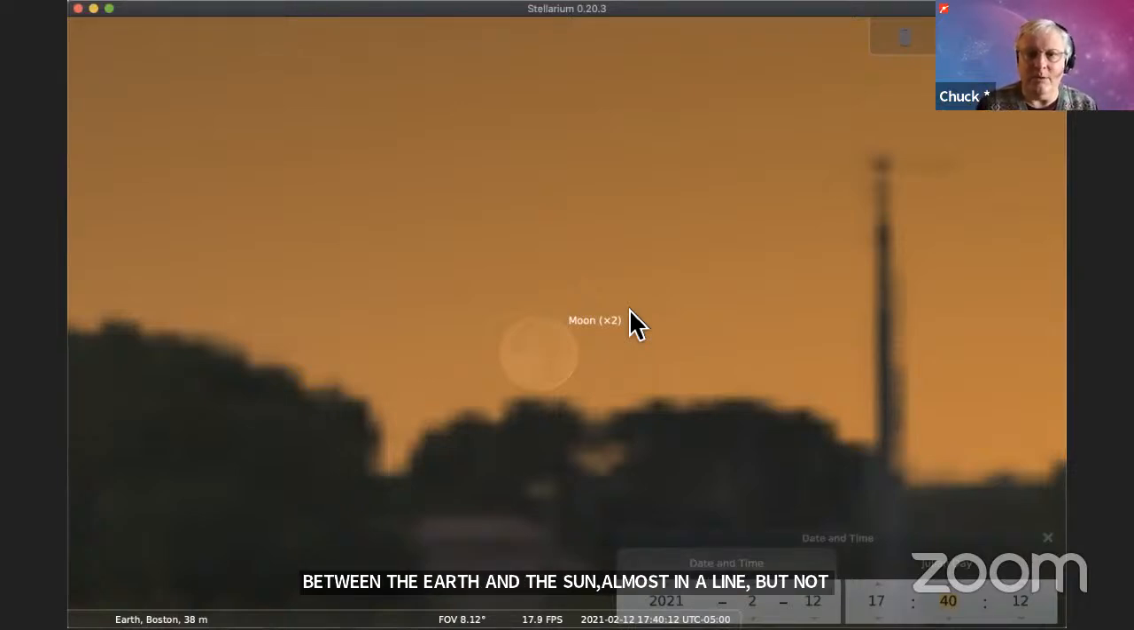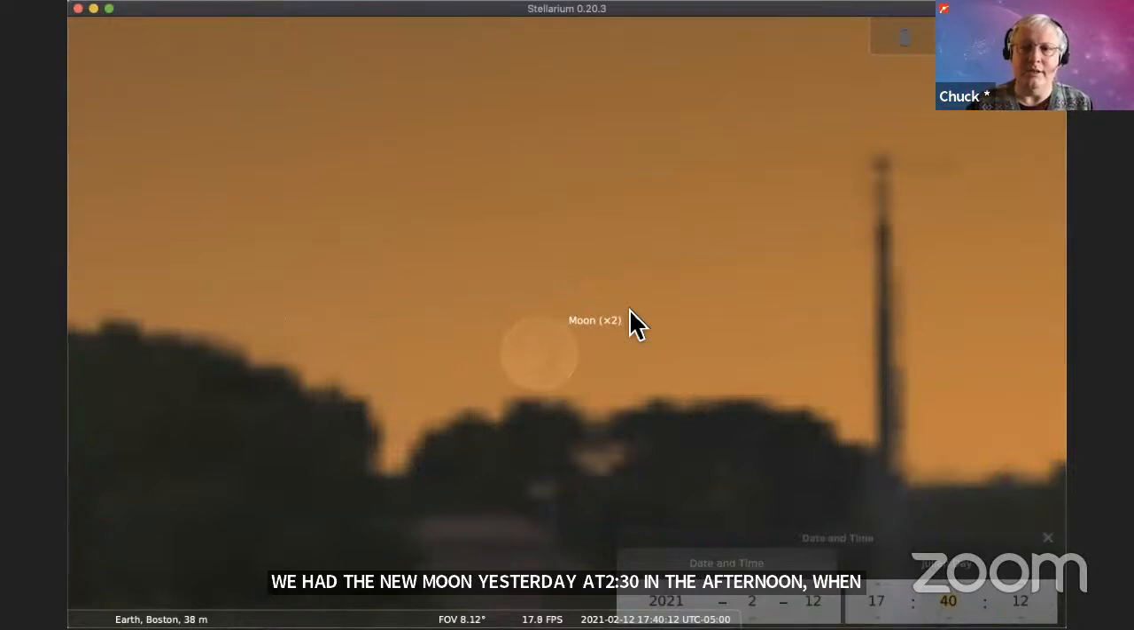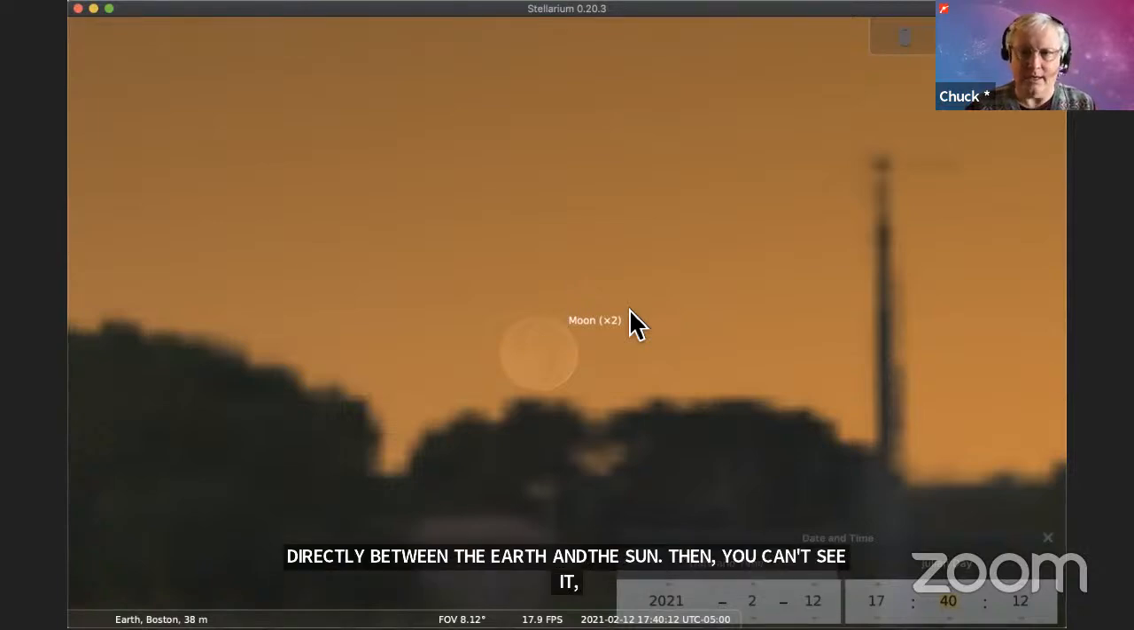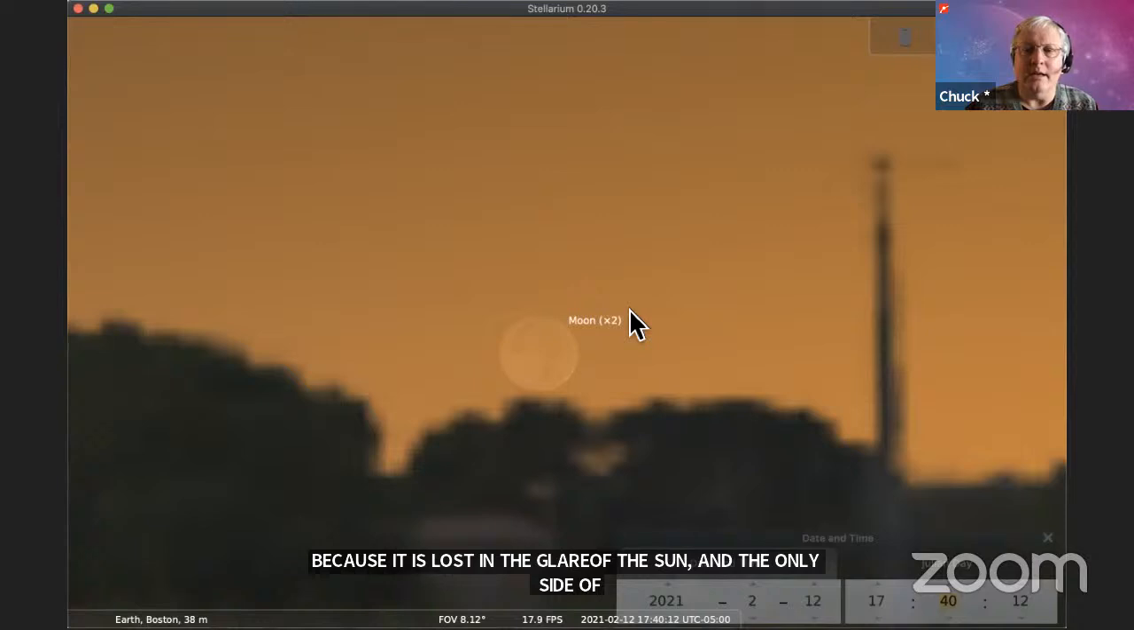When the moon, sun, and Earth were in line, the moon was almost directly between the Earth and the sun. And then, of course, you can't see it. You can't see it because it's lost in the glare of the sun, and also because the only side of the moon that is facing you is dark. It's getting no sunlight. But when the moon sets tonight, it will be about a day and 3 hours after that, and that is just enough for trained observers.